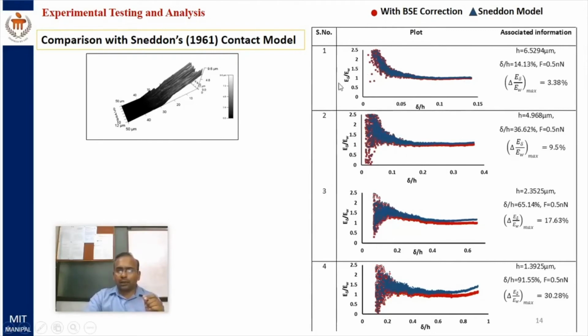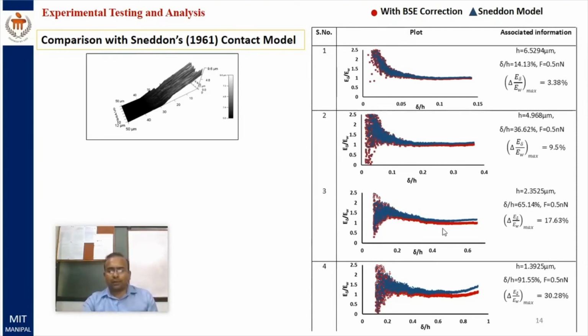So overall, this is the non-dimensionalized stiffness, Young's modulus, and this is delta by H. In a linear elastic homogeneous sample, it is expected that this value should fall along a straight line if there is no influence of substrate. And we see a lot of fluctuations in the beginning of the indentation. It's because of premature contact between tip and the sample. That is unavoidable, and we need to indent to some depth to get the correct value of the Young's modulus of the material.